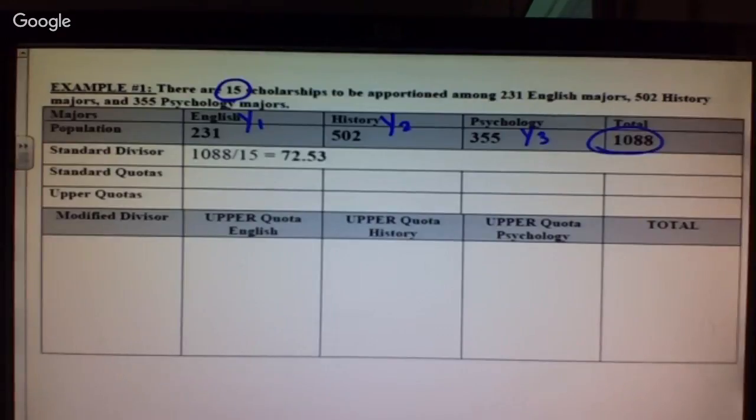Then we go to the table. Once you have those entered in, go to your table start and put in your standard divisor, 72.53. Because then your calculator will do all of the standard quotas for you. So all those into your y's first, then place that into your table start. 3.18. 6.92. 4.80. Okay, let's see. What's going on over here?